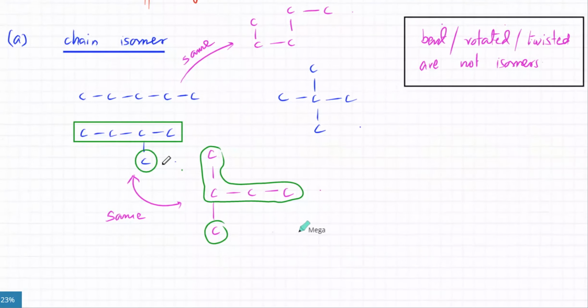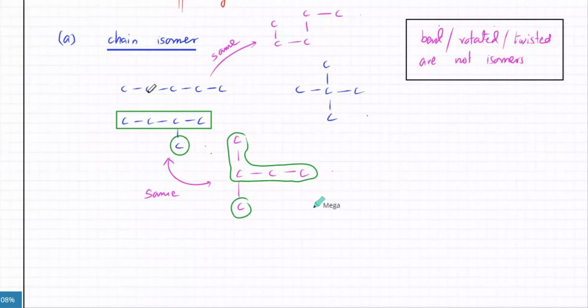Okay, the first 3 were actual isomers. They were 5 carbon atoms. This is 5 carbon atoms in a completely different arrangement. This is an isomer. So these 2 are isomers. These 3 are isomers of each other.